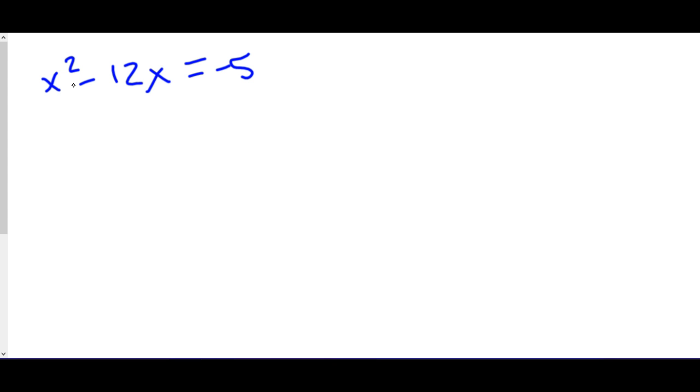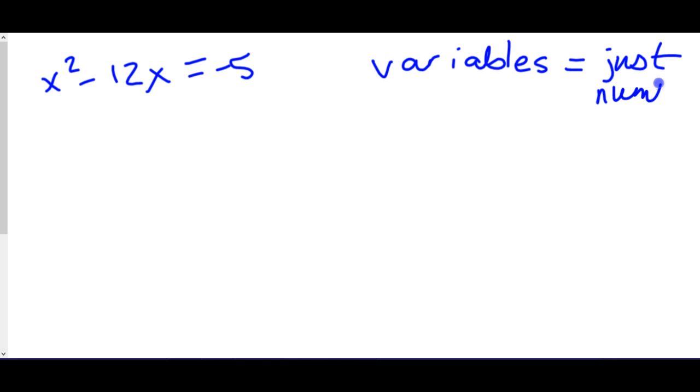So when we have this, for completing the square, we actually want all the variables on the left and just the numbers on the right. So we're actually okay with how this is set up. We have our variable x squared, our variable negative 12x on the left side of the equal sign, and negative 5, the number on the right side. So that is actually set up fine for us.